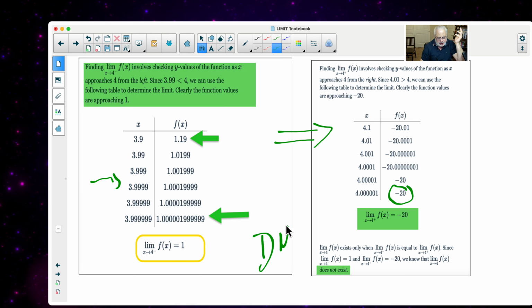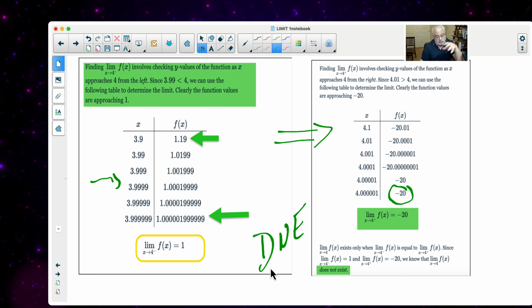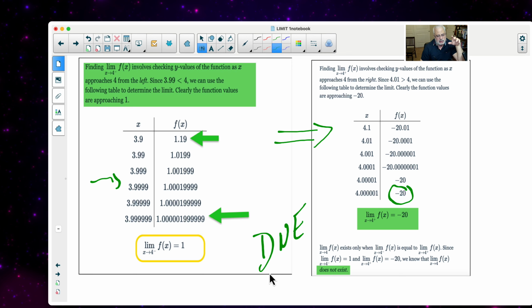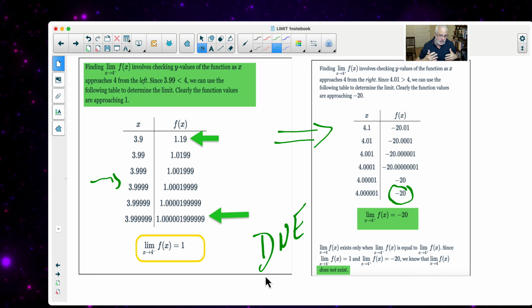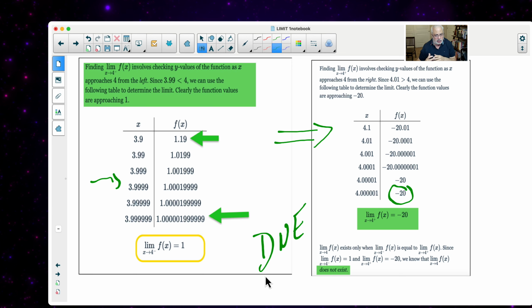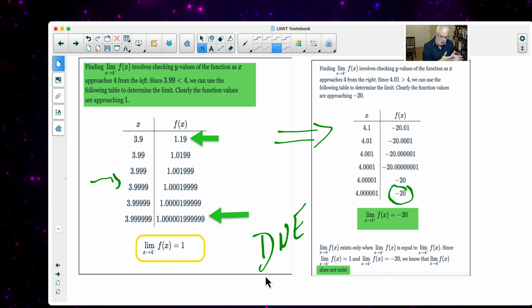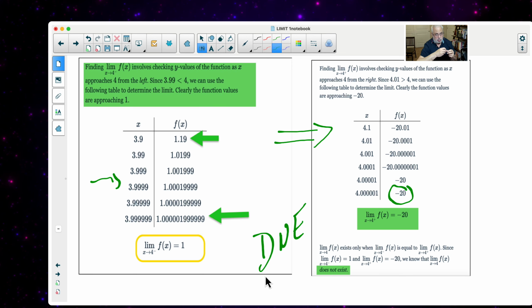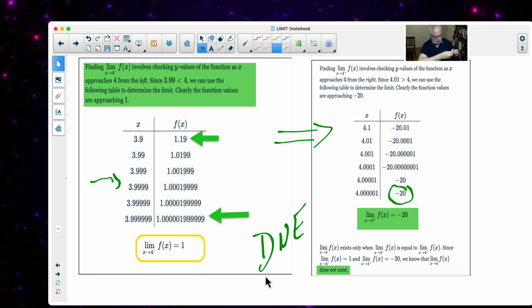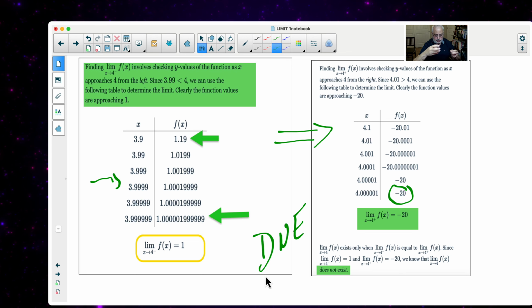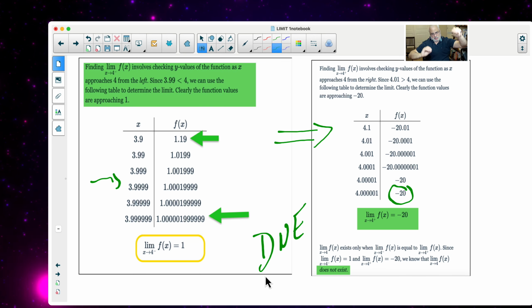And usually in a test, you will see these 3 letters, DNE. That means does not exist. Why does the limit not exist? We have a function here that is behaving differently from the right of 4 than from the left of 4. Imagine the coordinate system. We have a function that when approaching from the left is going to 1, and when approaching from the right is going to negative 20. So we have something like this.